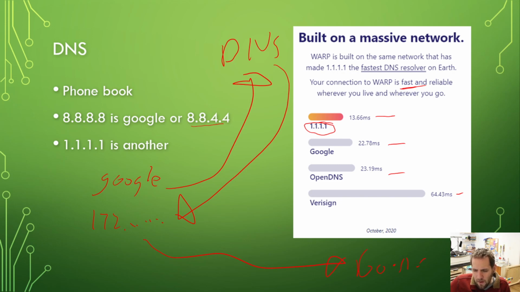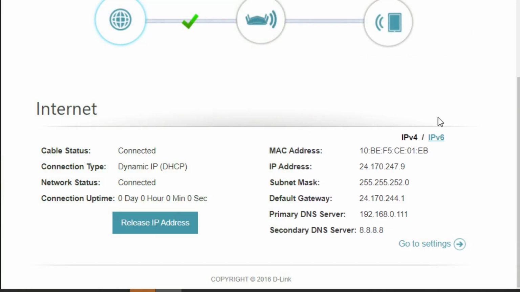Actually, it does look like my advanced settings are up here. Of course, I probably have to go to static. I don't know. Anyway, if I come back to my network connection here, you can see that my primary DNS server is 192.168.0.111, and you may be going, that's a private IP address. What the hell's going on there?